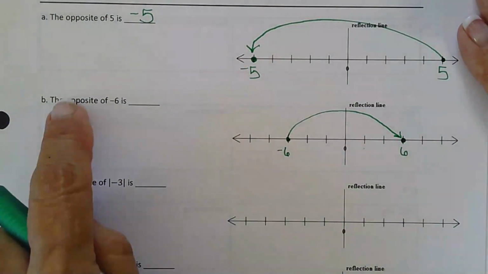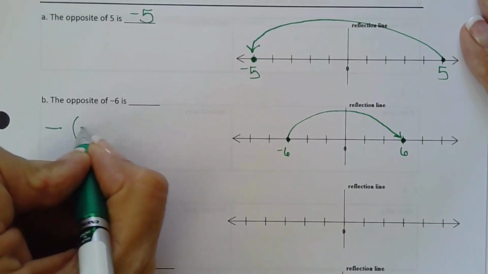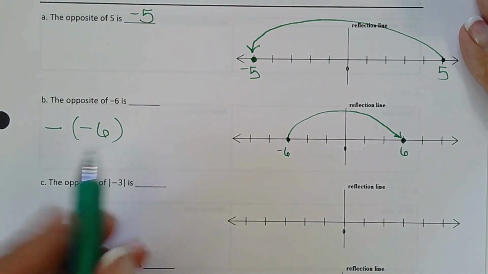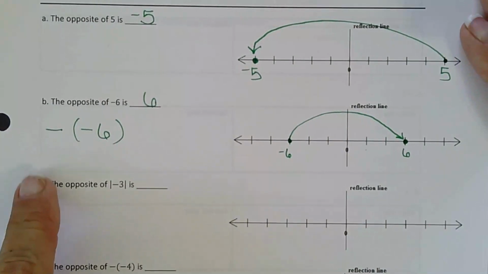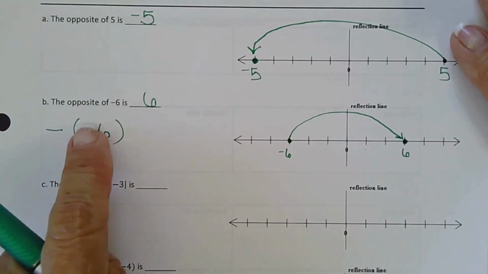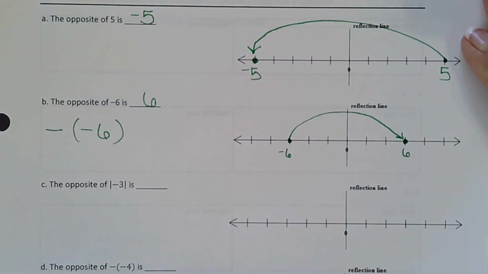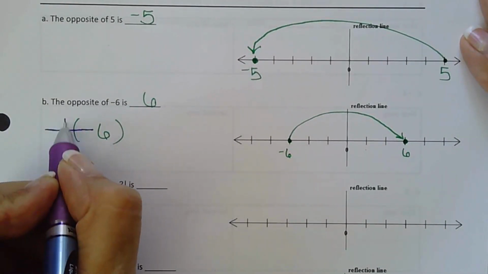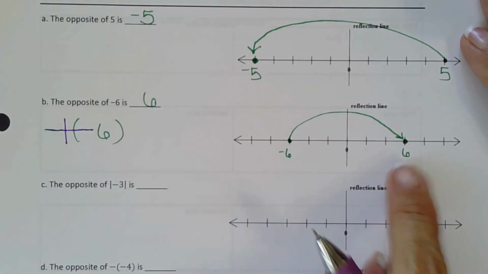So the opposite of -6, in math symbols, would look like this. The opposite of -6, as we can see, is +6. And that's where we get the phrase, anytime you have a double negative, make it positive. We're going to learn that in a little bit. Anytime you have a double negative, you make it positive, and we can see why that holds true by looking at this graph.